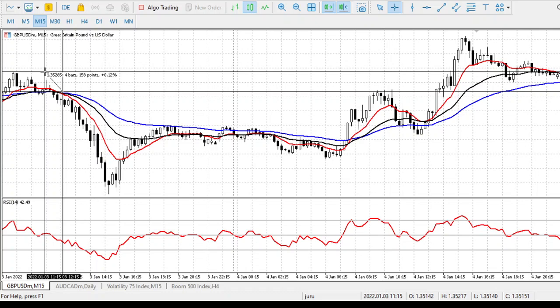So for our take profit, there are two scenarios that you can use.